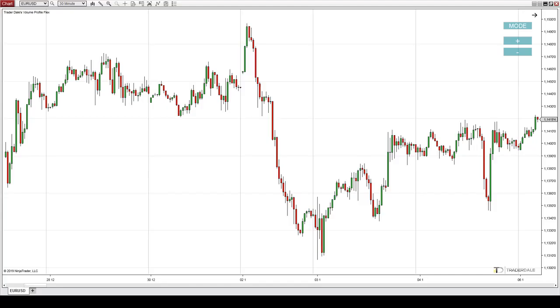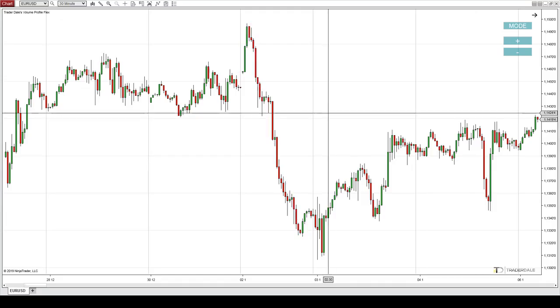Now here is pretty strong rejection of higher prices. It is this one. So this is definitely a sign of aggressive sellers, especially as you can see that those sellers rejected higher prices and started strong selling activity. So definitely strong sellers there.